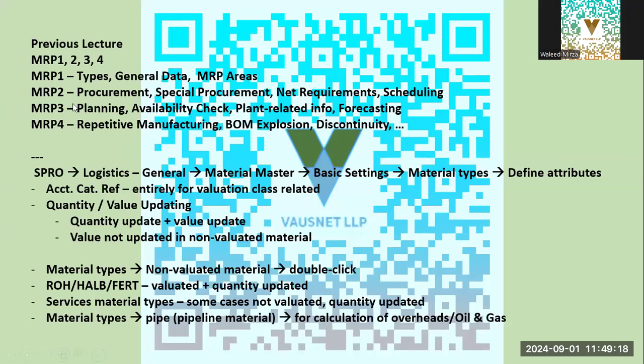Okay, in the previous lecture, we covered MRP types: 1, 2, 3, 4. Now what we'll see is some more changes in material master. And for that, we'll go to SAP.